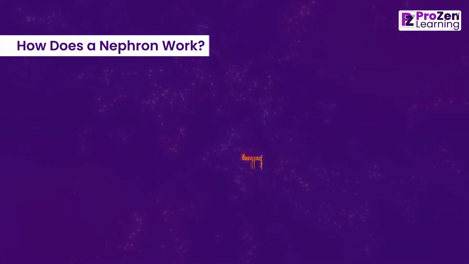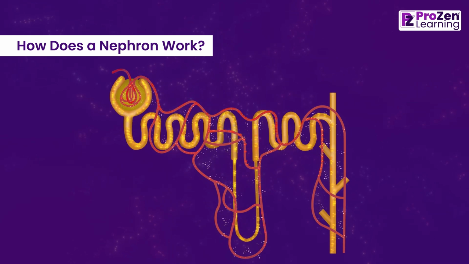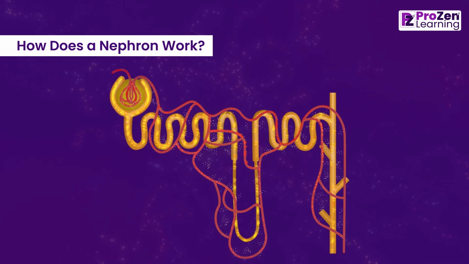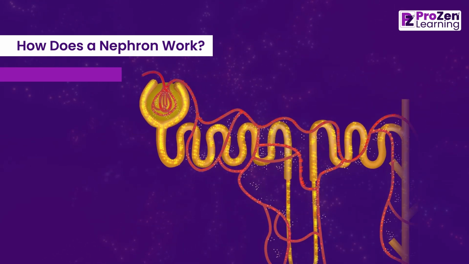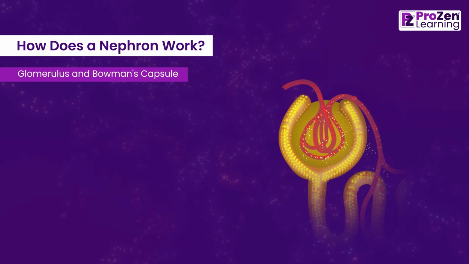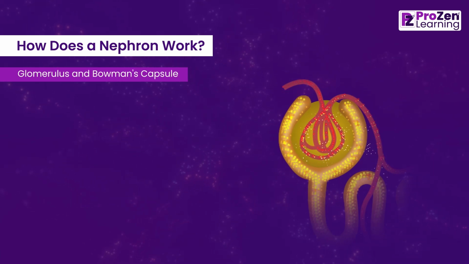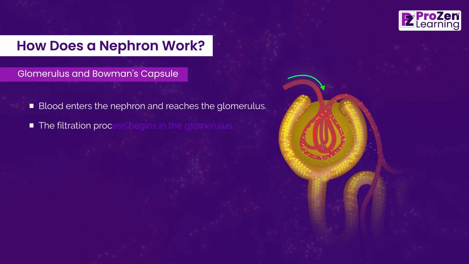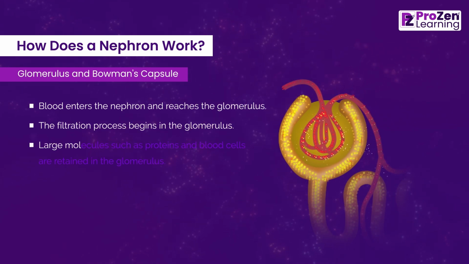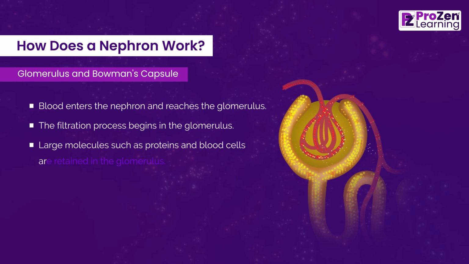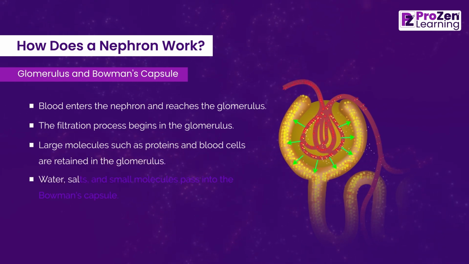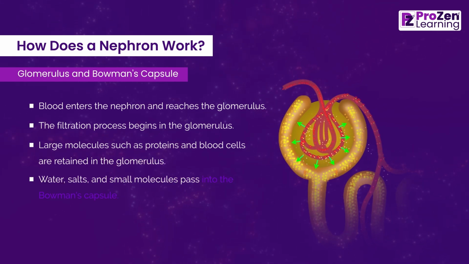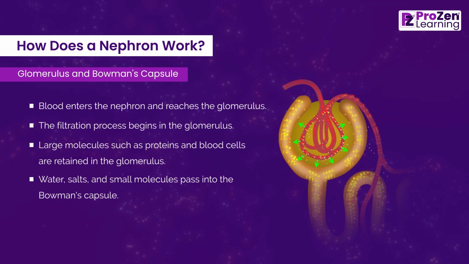How does a nephron work? Let's compare the nephron to a water purification system to make it easier to understand. Glomerulus and Bowman's capsule. In the nephron, blood enters the glomerulus and the filtration process begins. Large molecules like proteins and blood cells are retained, while water, salts, and small molecules pass into the Bowman's capsule.